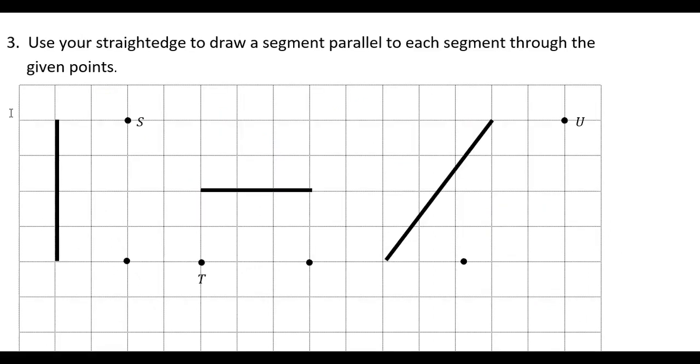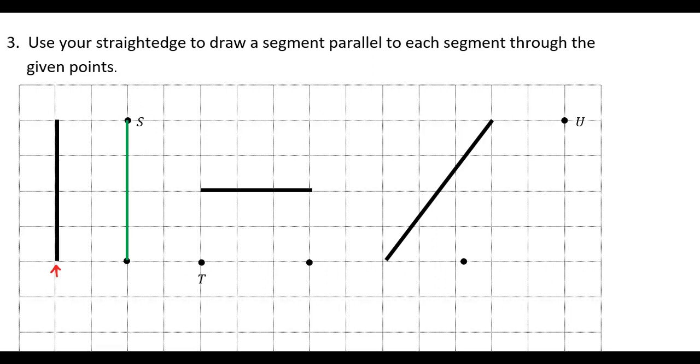Next, we're going to use those properties to make parallel line segments on the coordinate plane. The directions say to use a straight edge to draw a segment parallel to each segment through the given points. So over here on the left, I have a line segment, and I'm going to connect points to make a line segment that's parallel to this one.